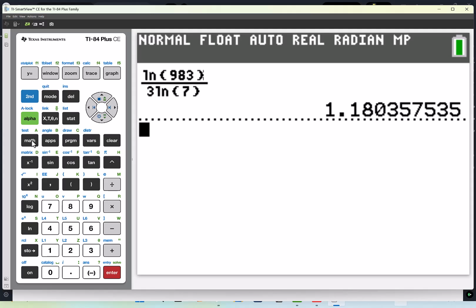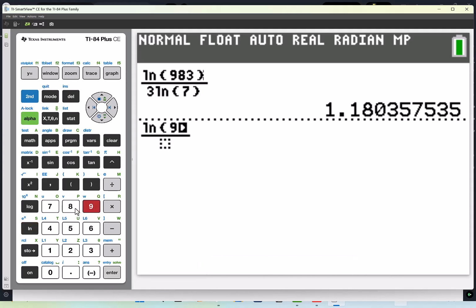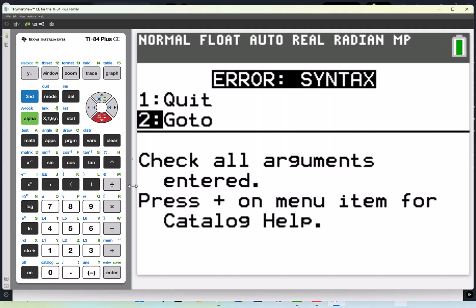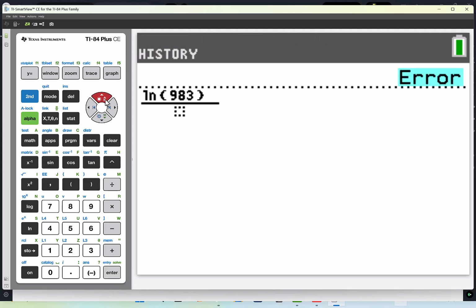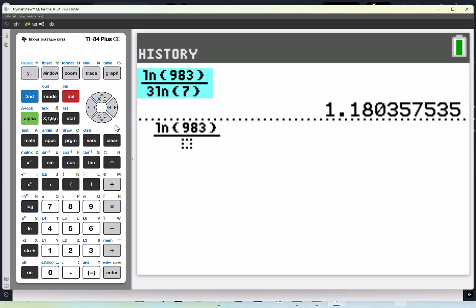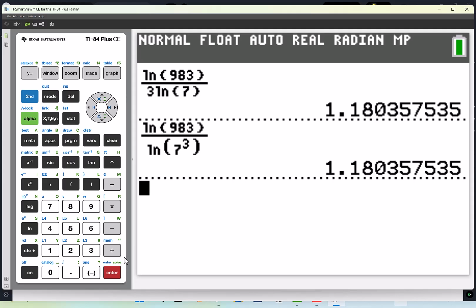Enter. Check it out. And if I do it again, and if I go ln of 983 divided by ln of 7. I meant to type in 3 ln 7, but I didn't get a chance to. Let me delete this. Ln 7 to the third, 7 to the caret 3. Enter. See? Same thing.